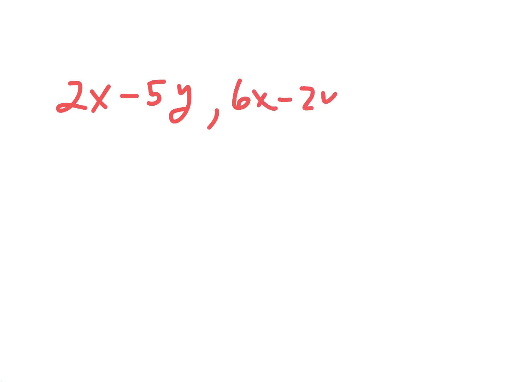we're getting obviously into the weirder ones. What else should I work on with you here? All right, so let's do one of these kind where we have 2x minus 5y, comma, 6x minus 2y.